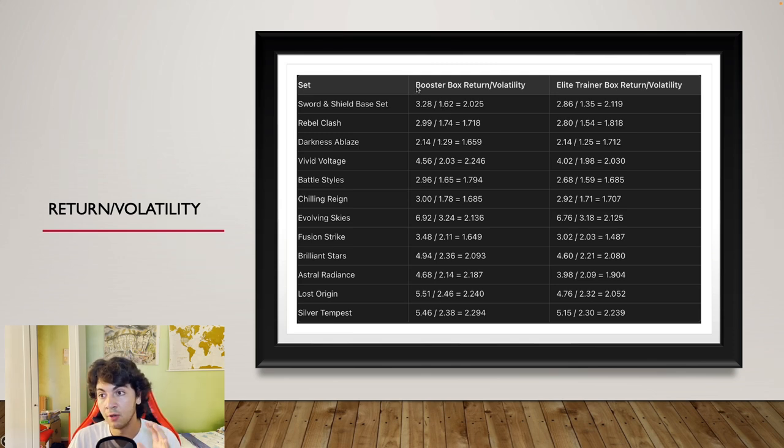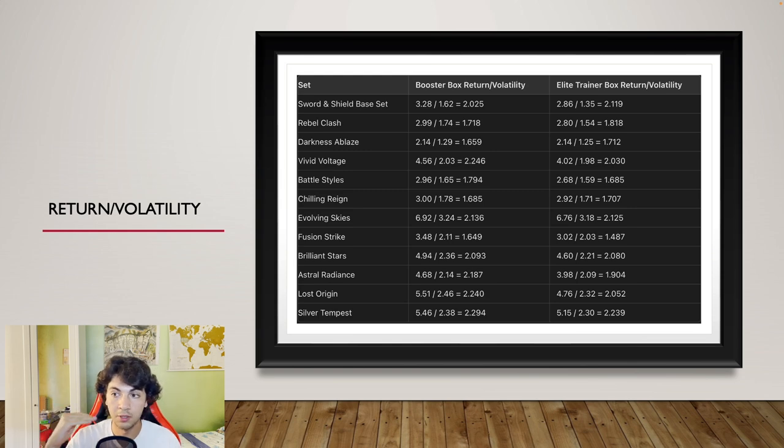So if we take a look at booster boxes, this return to volatility ratio is basically a variant of the Sharpe ratio. If you are in finance, you might have heard about the Sharpe ratio. What does it measure? It measures the excess return over volatility. What's excess return? It's the return of your asset, your portfolio, whatever you want, minus the risk-free rate, over the volatility of that portfolio, right? So here I'm not calculating the risk-free rate. It's pointless for the sake of this video, obviously. So it's kind of a modified Sharpe ratio.